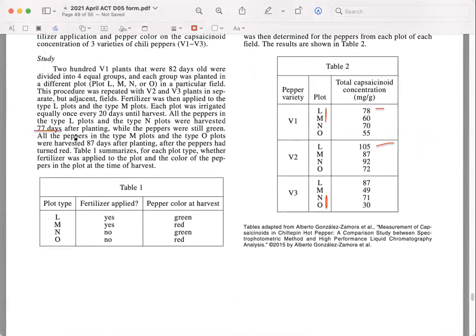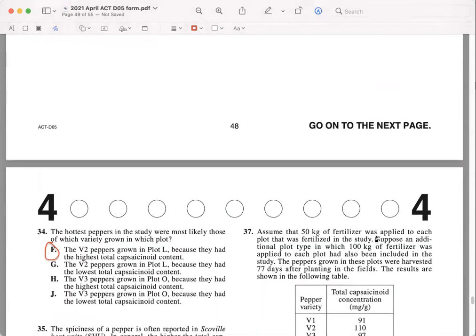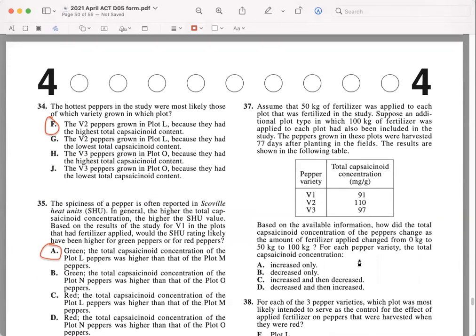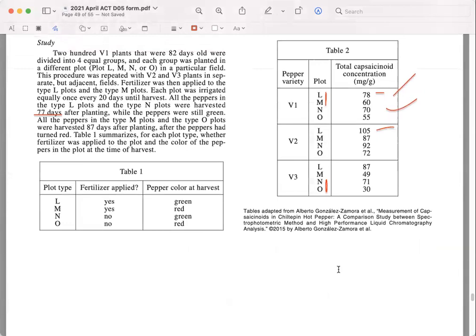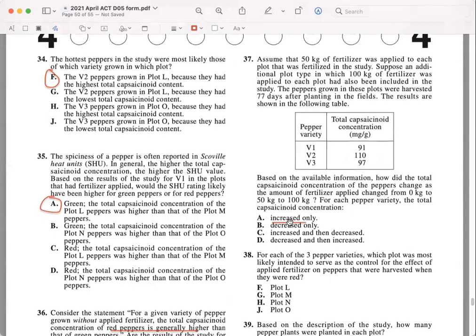So I'm looking at L and N for V1. When it was 70, it became 78 when I applied fertilizer 50 grams, and then it became 91 when I applied 100 grams. So for each pepper variety, the total capsaicinoid concentration increased only, right? Let's just verify with V2, 77 days, again L and N. So 92 to 105, and then it went up to 110. So it's option A.